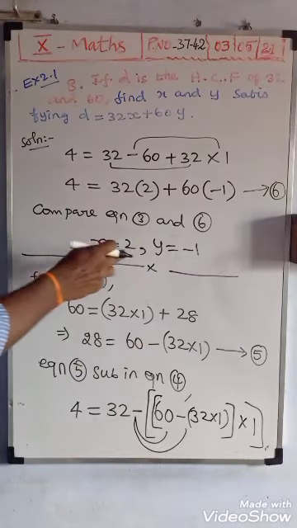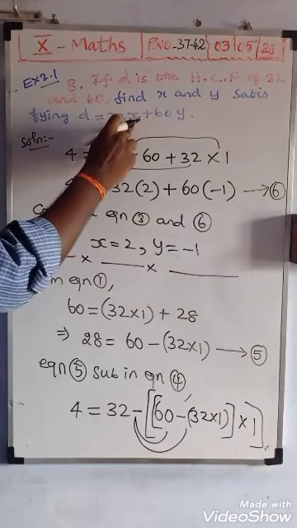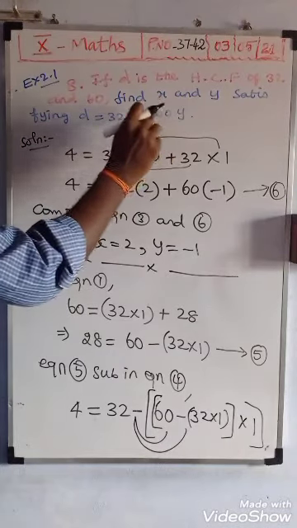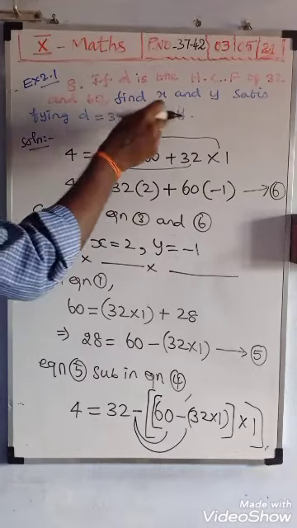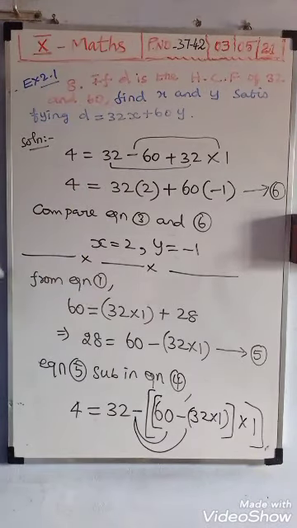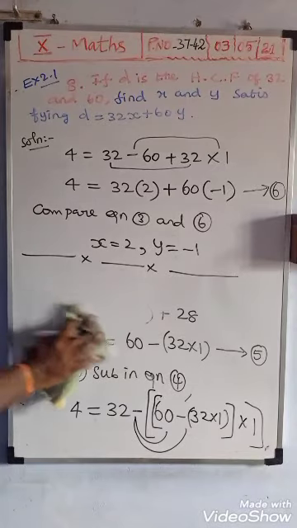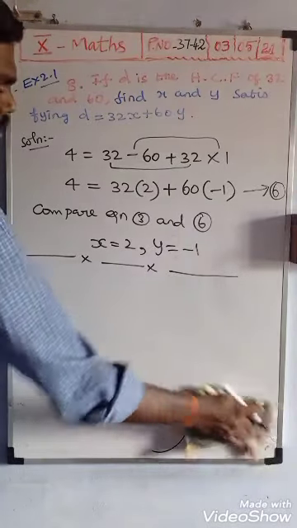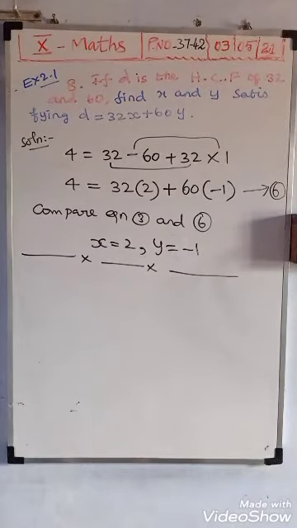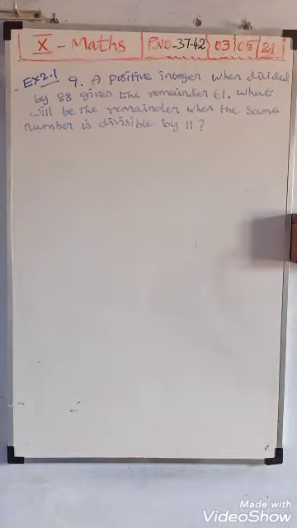Okay, so you substitute and see, instead of x, 2 means 32 into 2 is 64. Here minus 1 means 60 into minus 1 is minus 60. So 64 minus 60 leaves 4. So the value 4 we received. Yes, therefore we received the answer. So using this HCF, we want to find the value of x and y. Therefore we receive the answer x is equal to 2 and y is equal to minus 1. That's all. See next, ninth question.